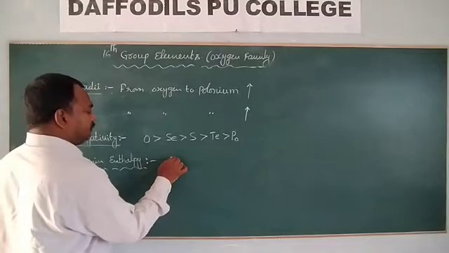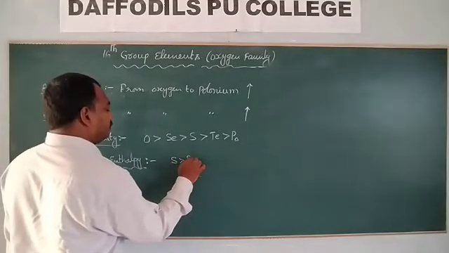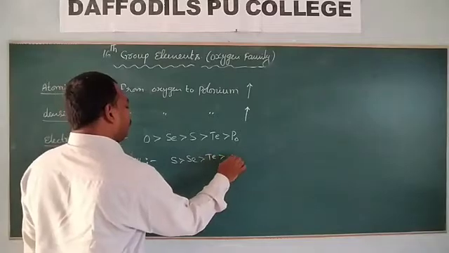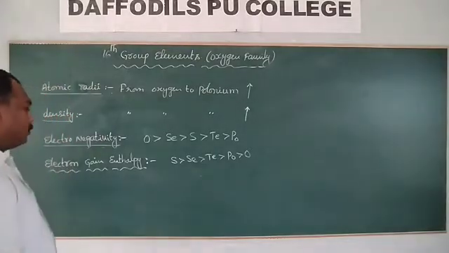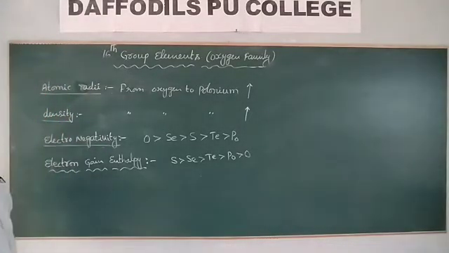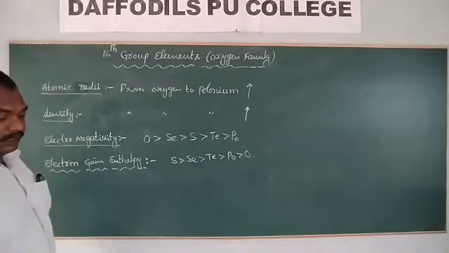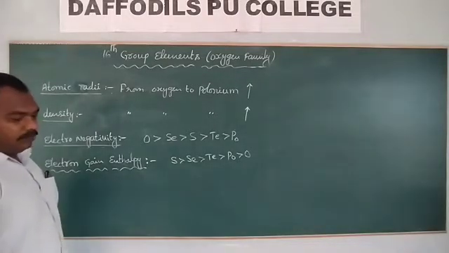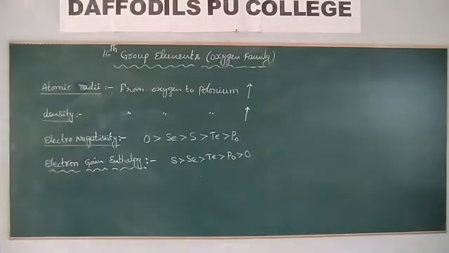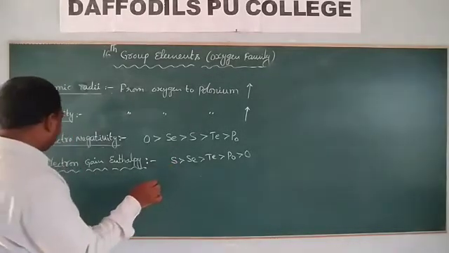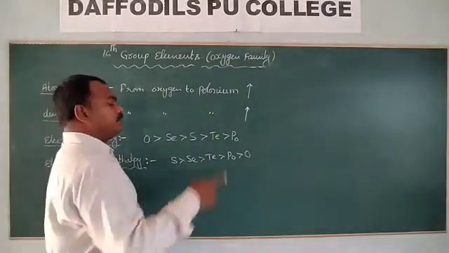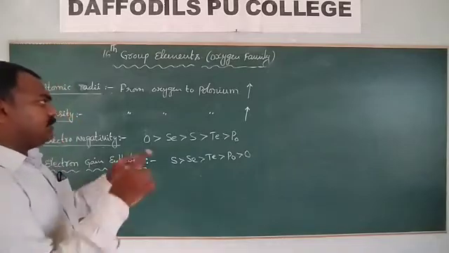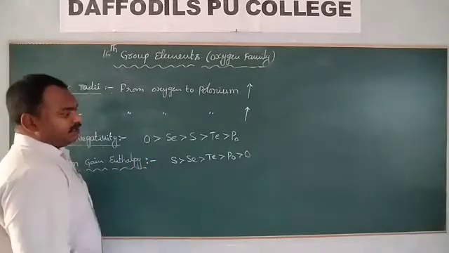This one follows this order: sulfur greater than selenium, tellurium, polonium. Next one is oxygen. So electron gain enthalpy is sulfur greater than selenium greater than tellurium greater than polonium greater than oxygen. So what happens to the electron gain enthalpy in a group from top to bottom? In a group from top to bottom, as atomic size increases, electron gain enthalpy decreases.